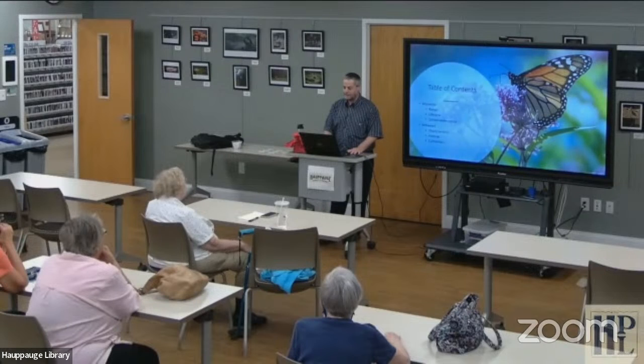So here's a range map of the monarch butterfly. You can see that they occupy pretty much the entire continental United States, southern part of Canada, which is actually where all the people live, as well as Mexico, the Caribbean, Central America, and into the northern part of South America also.